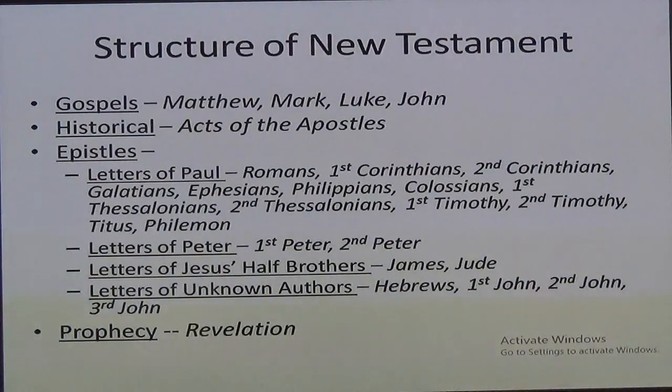Now, the New Testament's a little different. You have the four Gospels in the front, Matthew, Mark, Luke, and John. They're not alphabetical. They had a little problem here because Matthew, Mark, and Luke pretty much follow each other. John is the oddball.